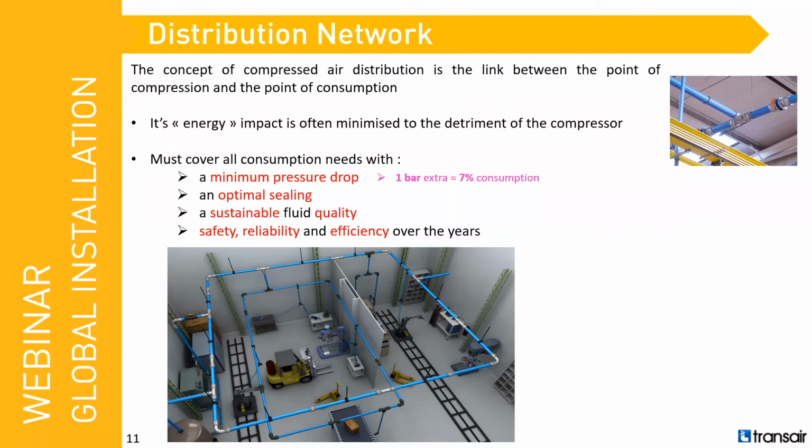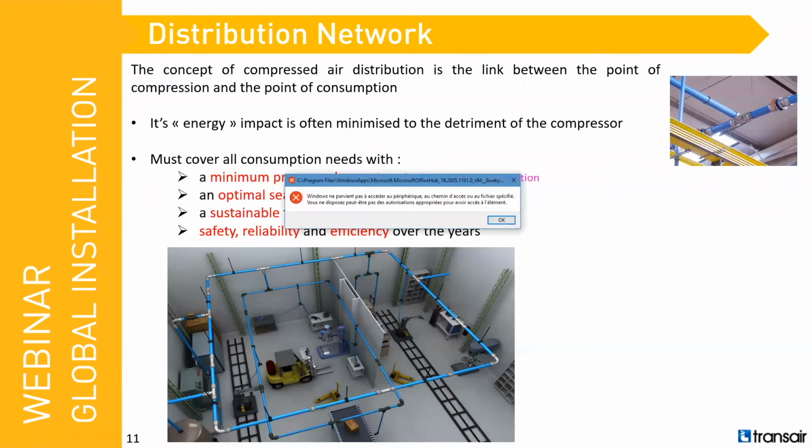As we've just seen in the compressor room, we have different elements to treat that air, and we don't want the network to decrease that quality. Last, you want a network that is safe, reliable, and efficient over the years. You don't want your network to be obsolete after just a few years. You want something that is going to last for many years.